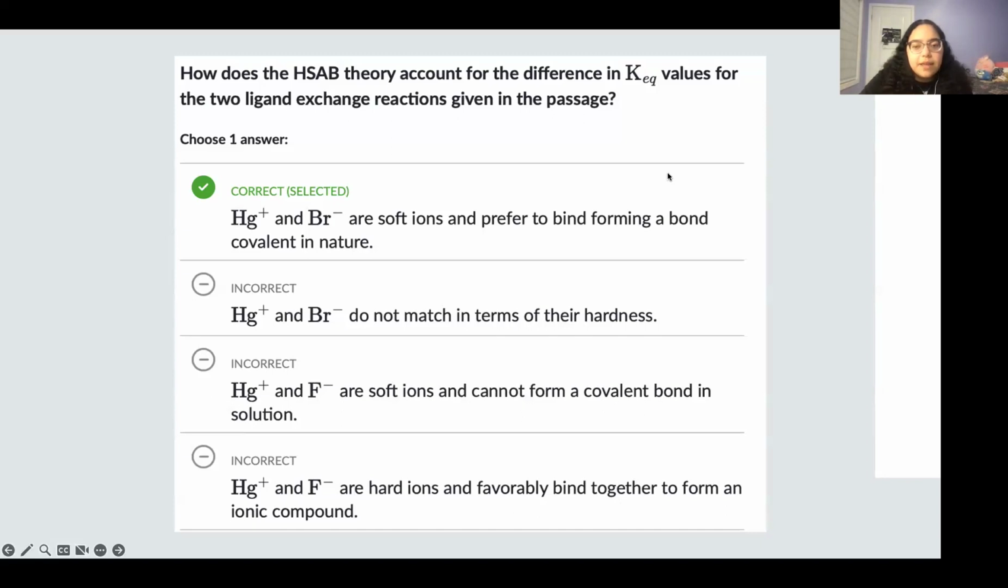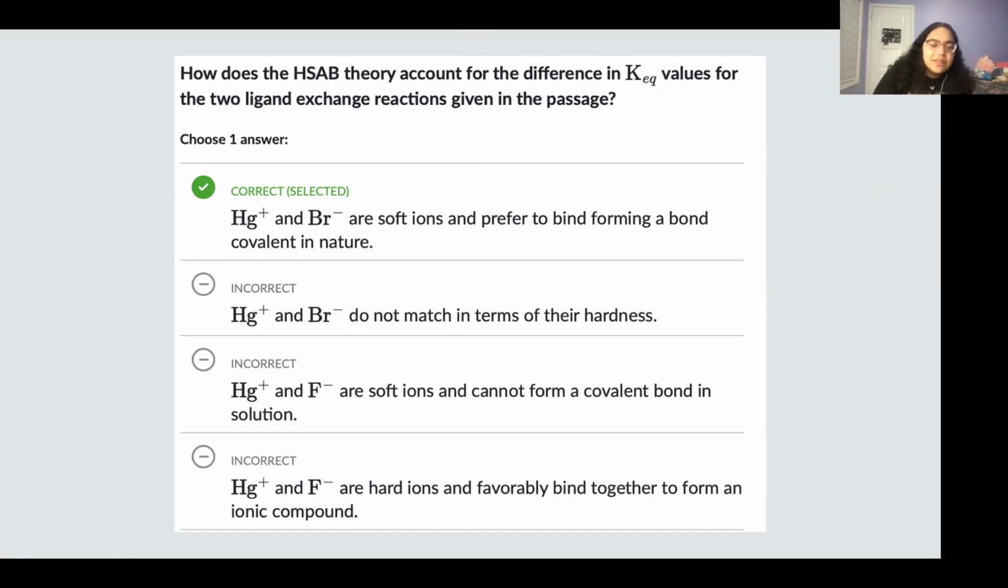And then for soft ions, we know that they'd like to bond with each other. We'd also see Hg+ also being soft. It's in the same group as cadmium, and that was a soft ion. So it's just about relating the groups and figuring out the hard and soft.